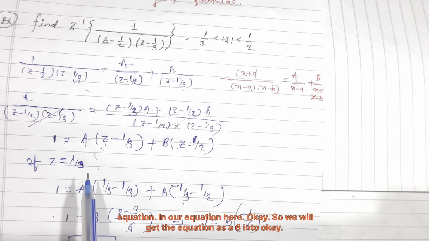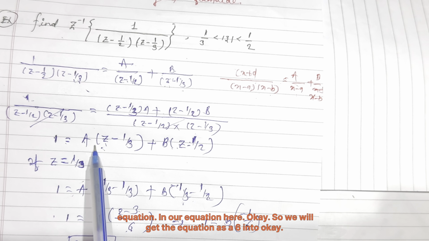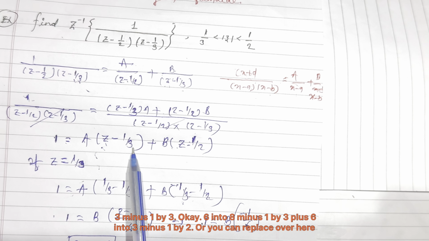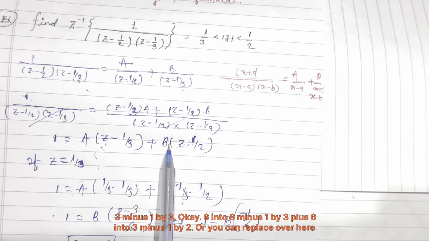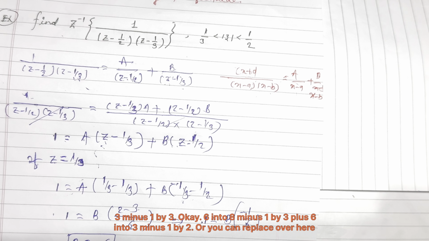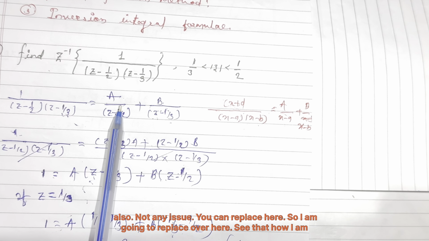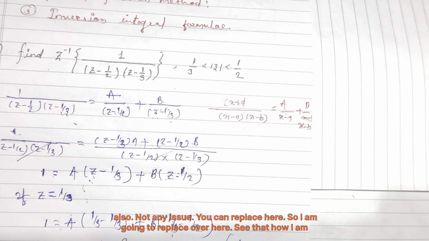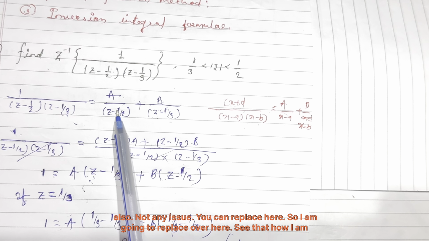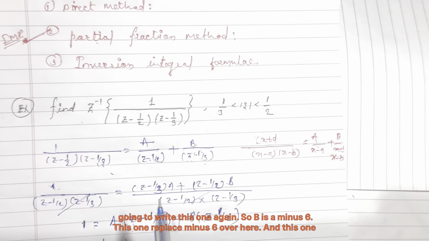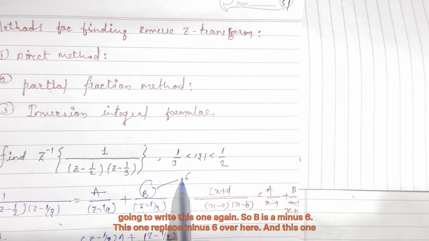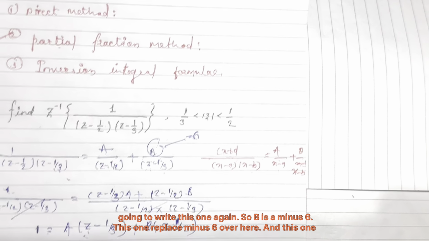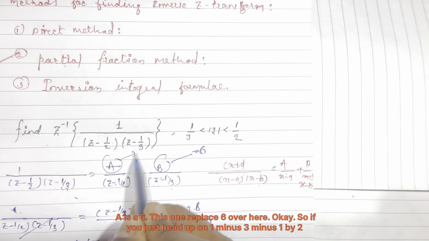So we will get the equation as 6 into z minus 1 by 3, plus 6 into z minus 1 by 2, or you can replace over here also, not any issue. I'm going to replace over here. See how I'm going to write this one. B is minus 6, replace minus 6 over here, and A is 6, replace 6 over here.